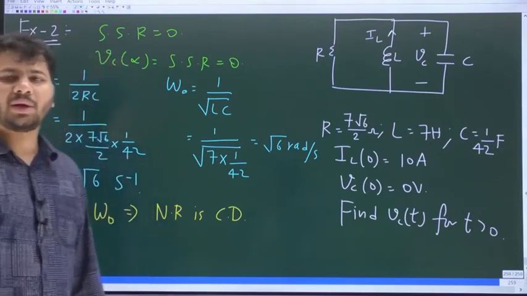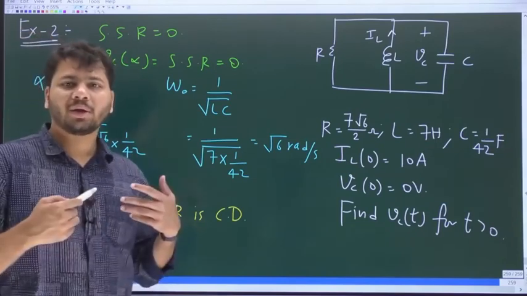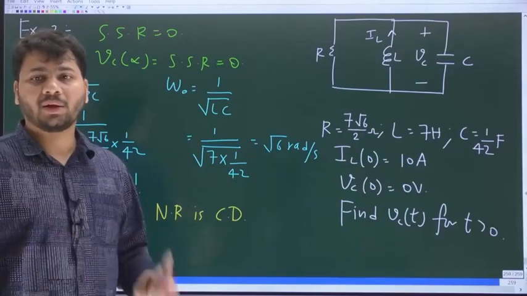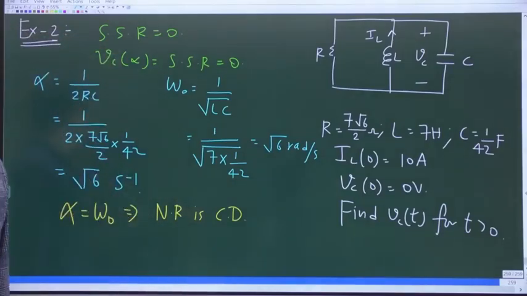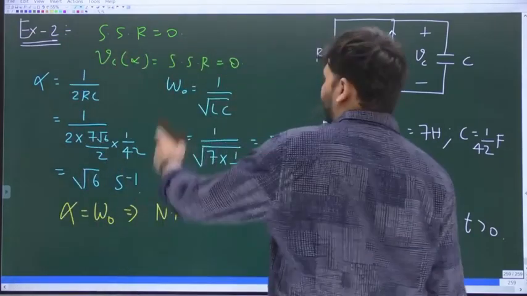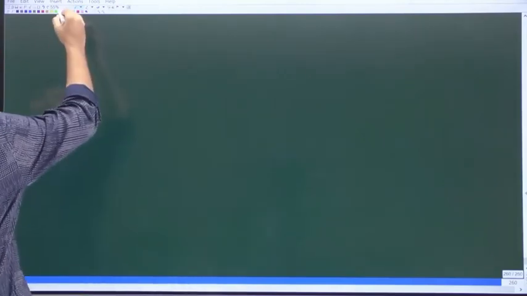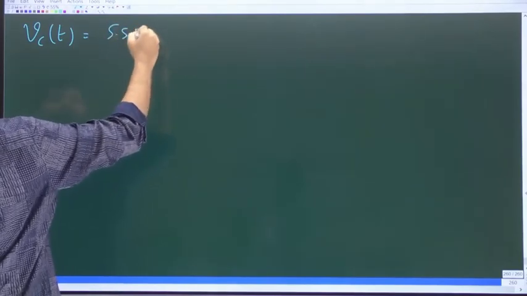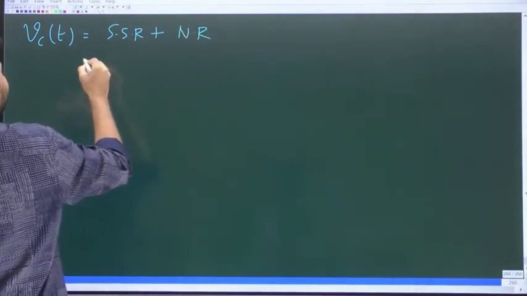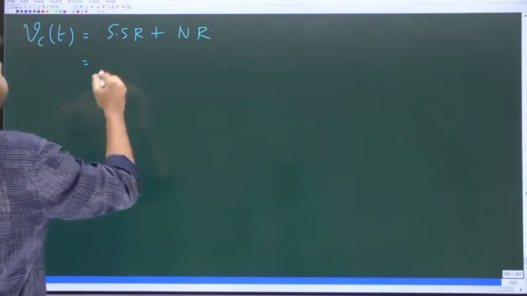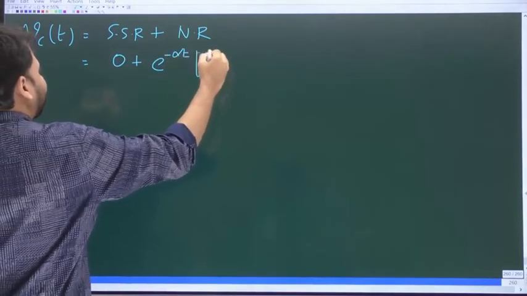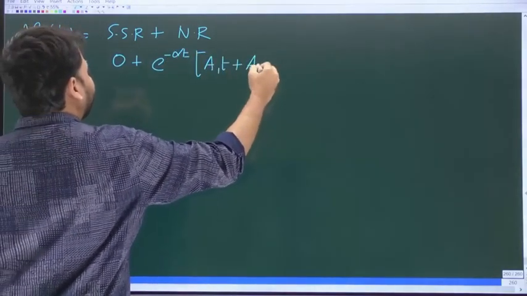And what is the form of the natural response when it is critically damped? It is of the form e power minus alpha t times a1t plus a2. Already alpha is what? Root 6. Okay. And remember, steady state response is what? 0. So now we are going to write the complete response. That is what? Vc of t is equal to what? Steady state response plus the natural response. Steady state response is 0. Natural response is e power minus alpha t times a1t plus a2.